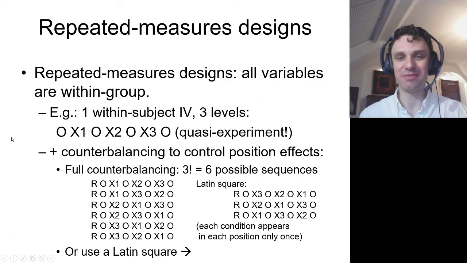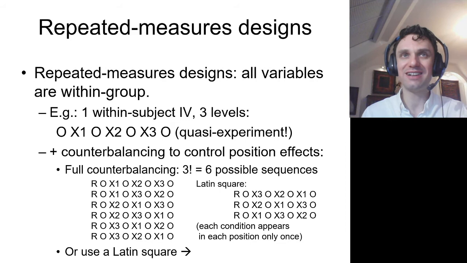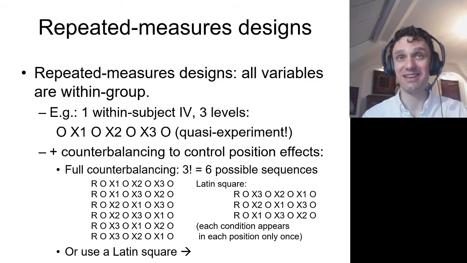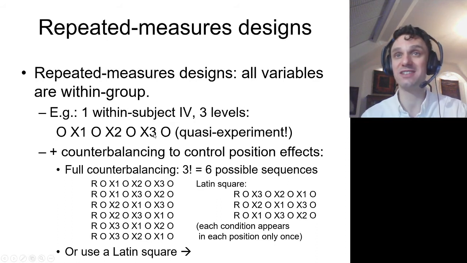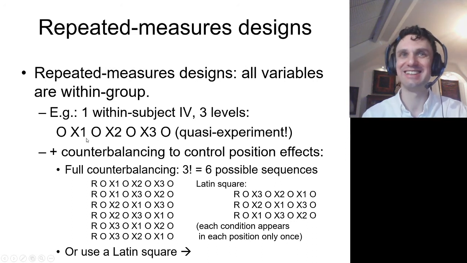Another tricky type of designs are repeated measures designs. What are repeated measures? It's a situation when all my independent variables are within group. Obviously, I can say I have one group and I do one thing, another thing, and a third thing, and I measure every time. But this is not an experiment because I don't control for position and sequence effects.